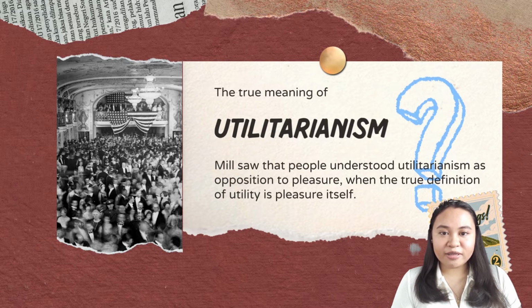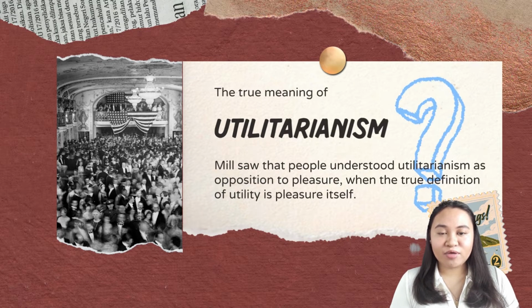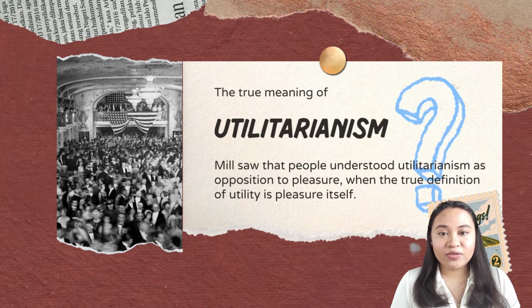The greatest happiness principle is believed to be the foundation of utilitarianism. It describes that actions are right in proportion to the amount they tend to increase happiness and wrong in proportion to how much they tend to produce the opposite of happiness. The purpose of utility is defined as happiness without pain.